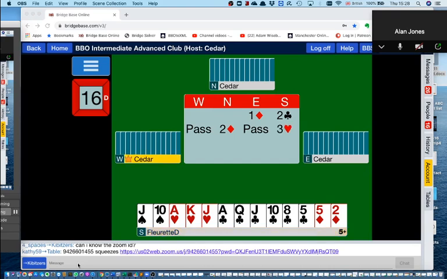Why 3 hearts? Why not 2? To show my stuffers. I think 2 hearts is showing your... You mean 2 hearts would show a suit?